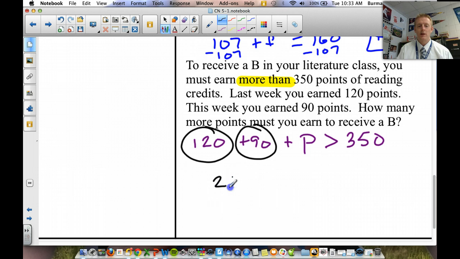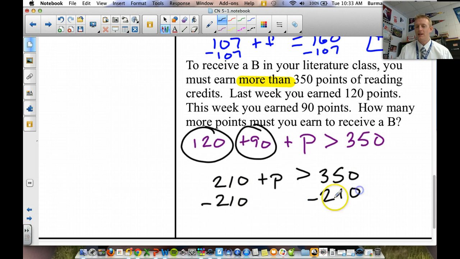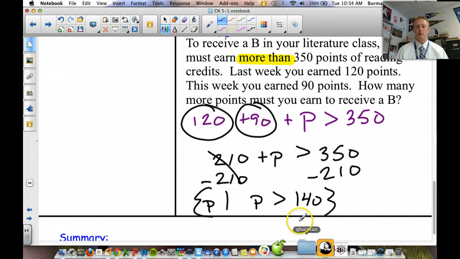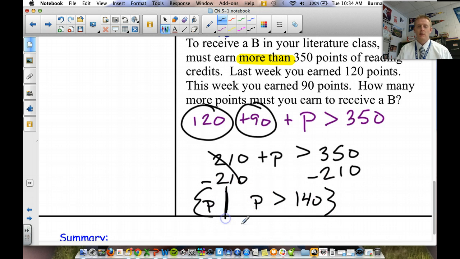So we're at 210 plus P is greater than 350. And so we subtract 210 from both sides of the inequality to get P by itself. So P has to be greater than 140 points. And you'll see this notation when we're talking about solving inequalities. So P for the inequality, so this is our variable, P must be greater than 140 points.